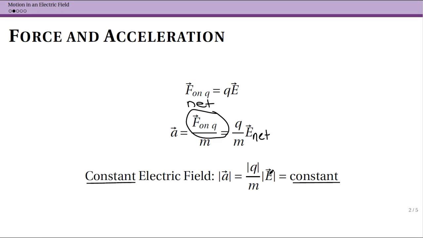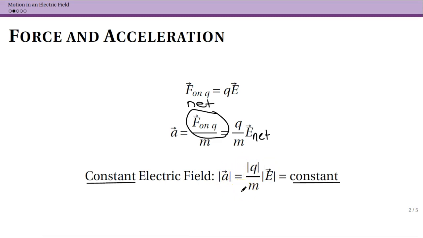Remember that most of the equations that are on the equation sheet and that we used in Physics 202, those were only valid for, in fact, a constant acceleration. So we do really want this to be constant. If you have an electric field that is changing as the particle moves through it, we can't use those same equations.